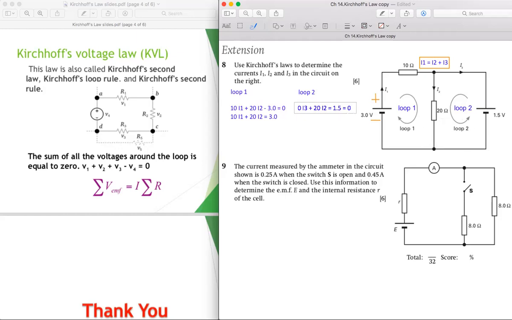Why minus in this? Because the direction of the loop is crossing by the negative sign. So 0 times I3 equals 0. In this case, minus 20 I2 is the same as minus 1.5. Finally we get I2 equals 1.5 divided by 20, which equals 0.075 ampere.